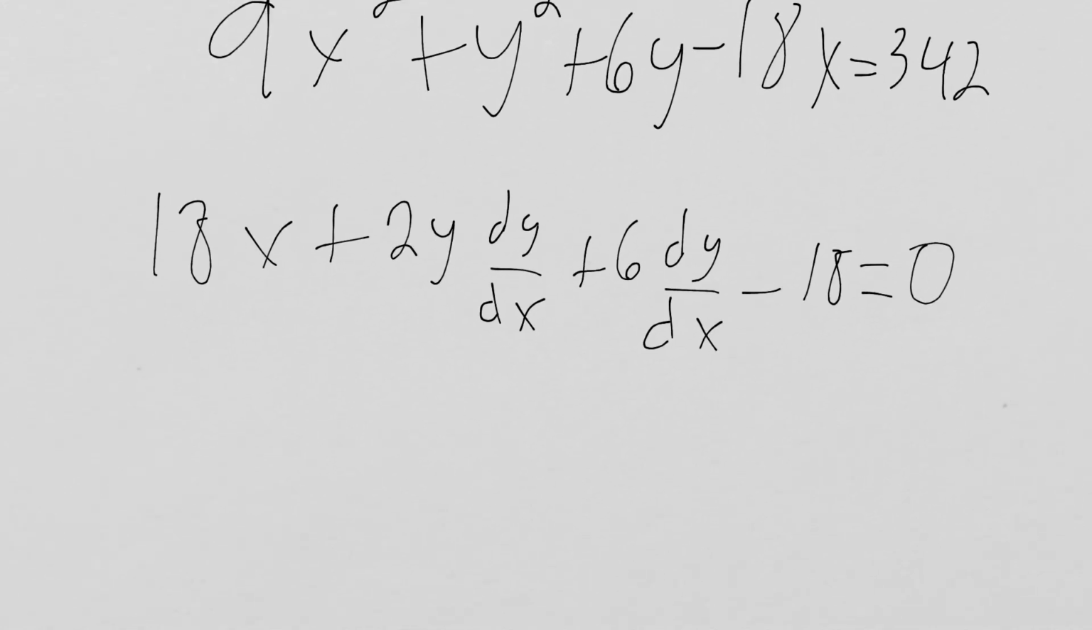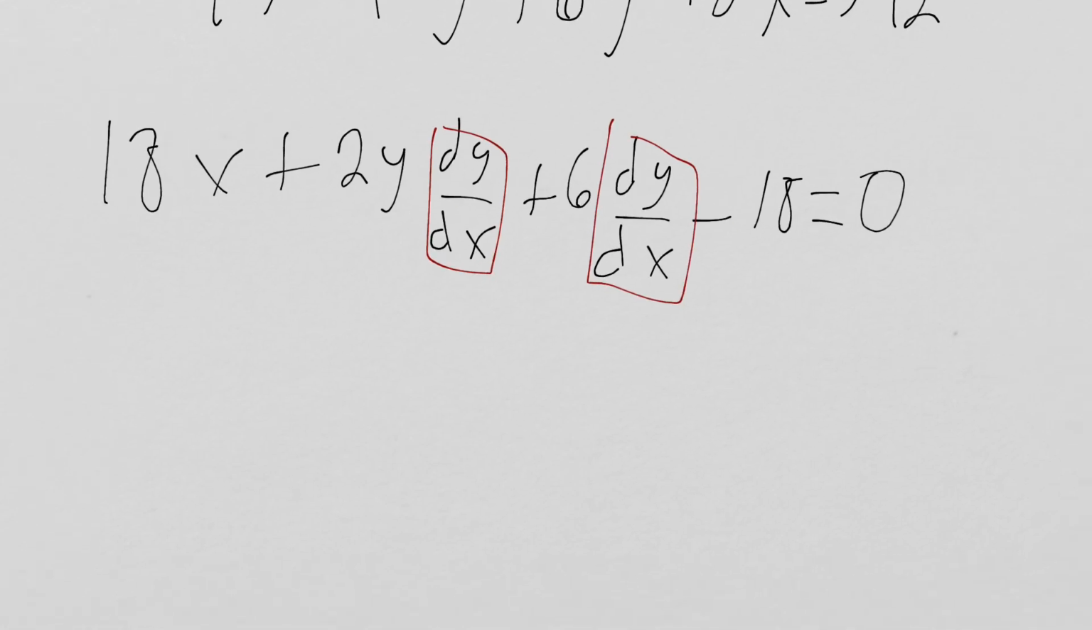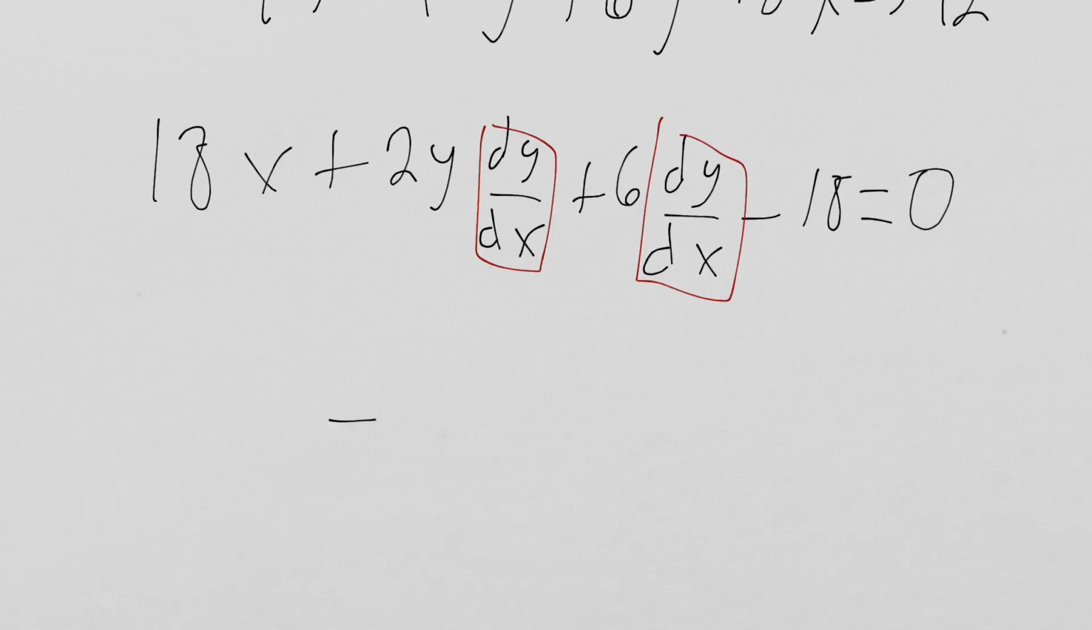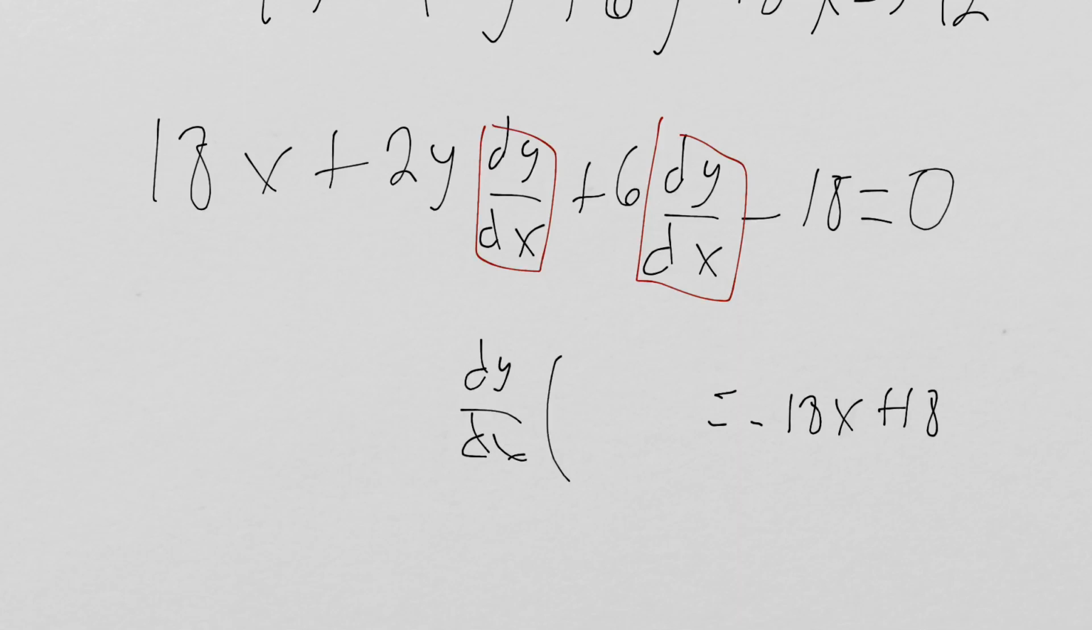We want to isolate dy/dx, so we'll get everything that does not have a dy/dx to the other side of the equation. So we get negative 18x plus 18. We move those two pieces over. On the other side, we're going to be able to factor out dy/dx because both pieces have it. That leaves us with 2y plus 6.